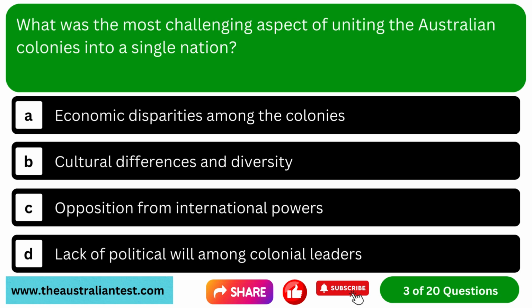Question 3. What was the most challenging aspect of uniting the Australian colonies into a single nation? Option A, economic disparities among the colonies. Option B, cultural differences and diversity. Option C, opposition from international powers. Option D, lack of political will among colonial leaders.